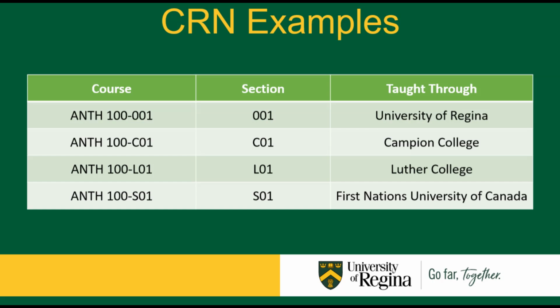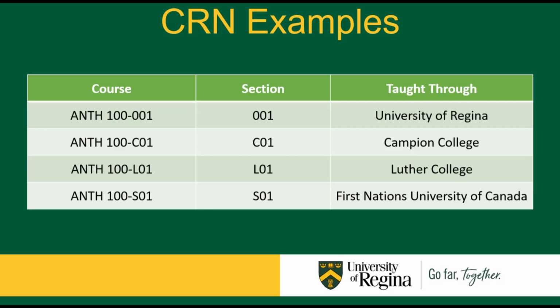Sections that start with a number are typically taught through the main U of R campus, like Section 001. Sections that start with a C are typically taught through Campion College, like Section C01. Those with an L are typically taught through Luther College, like L01. And those that start with an S are typically taught through the First Nations University of Canada, like Section S01.